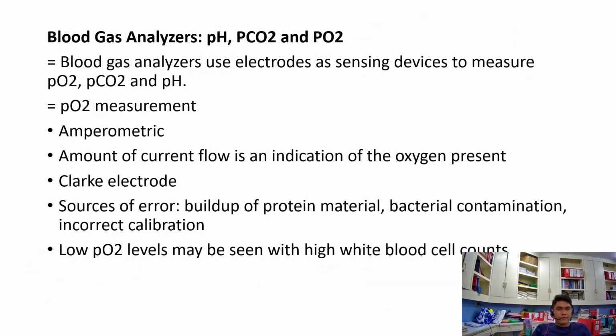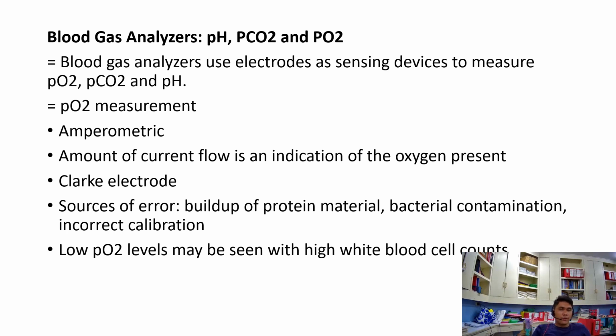Okay, so next is the measurement of pH, PCO2, and O2. Blood gas analyzers use electrodes as sensing devices to measure PO2, PCO2, and pH. PO2 measurement is based on the amperometric principle, so the amount of current flow is an indication of the oxygen present. And since we're using an electrode for the measurement of blood gases, the name of the electrode for PO2 is the Clark electrode.